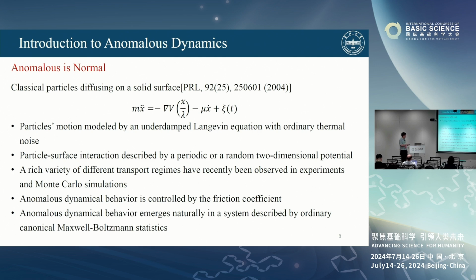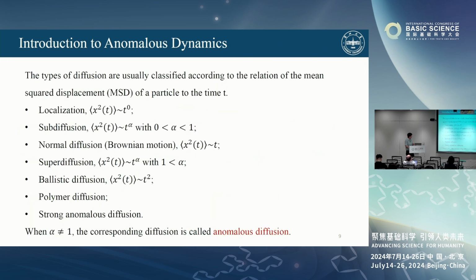And even in the lab we can find very rich dynamics, non-Brownian dynamics. So we say anomalous is normal. It implies that Brownian motion is not the only case, and the anomalous case is also very popular. So generally we can do a classification of the anomalous case. The first one is localization. In this localization case, if the particles move within its potential well, this is normal. It is our expectation.